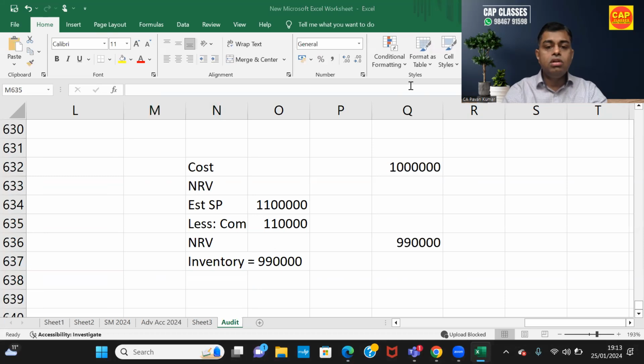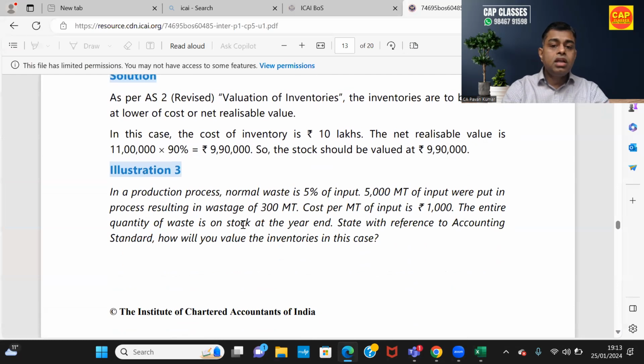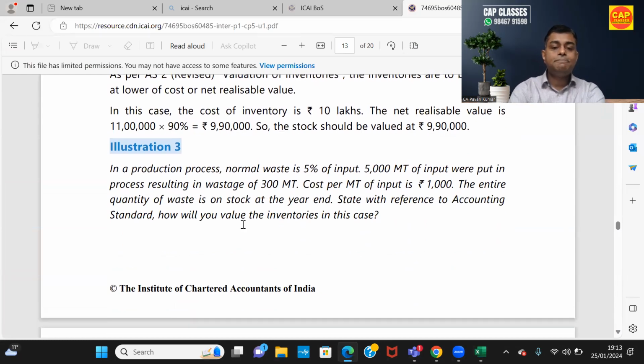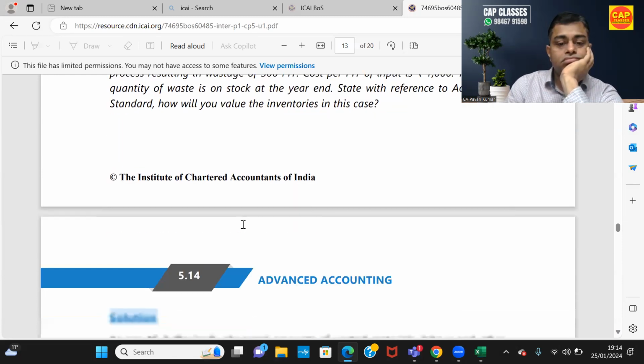Okay. Now, let us go to question number 3. Can you read question number 3? In a production process, normal waste is 5% of input. 5,000 metric tons of input were put in process, resulting in wastage of 300 metric tons. Cost per metric ton of input is rupees 1,000. The entire quantity of waste is on stock at the year end. State with reference to the accounting standard how you will value the inventories in this case.